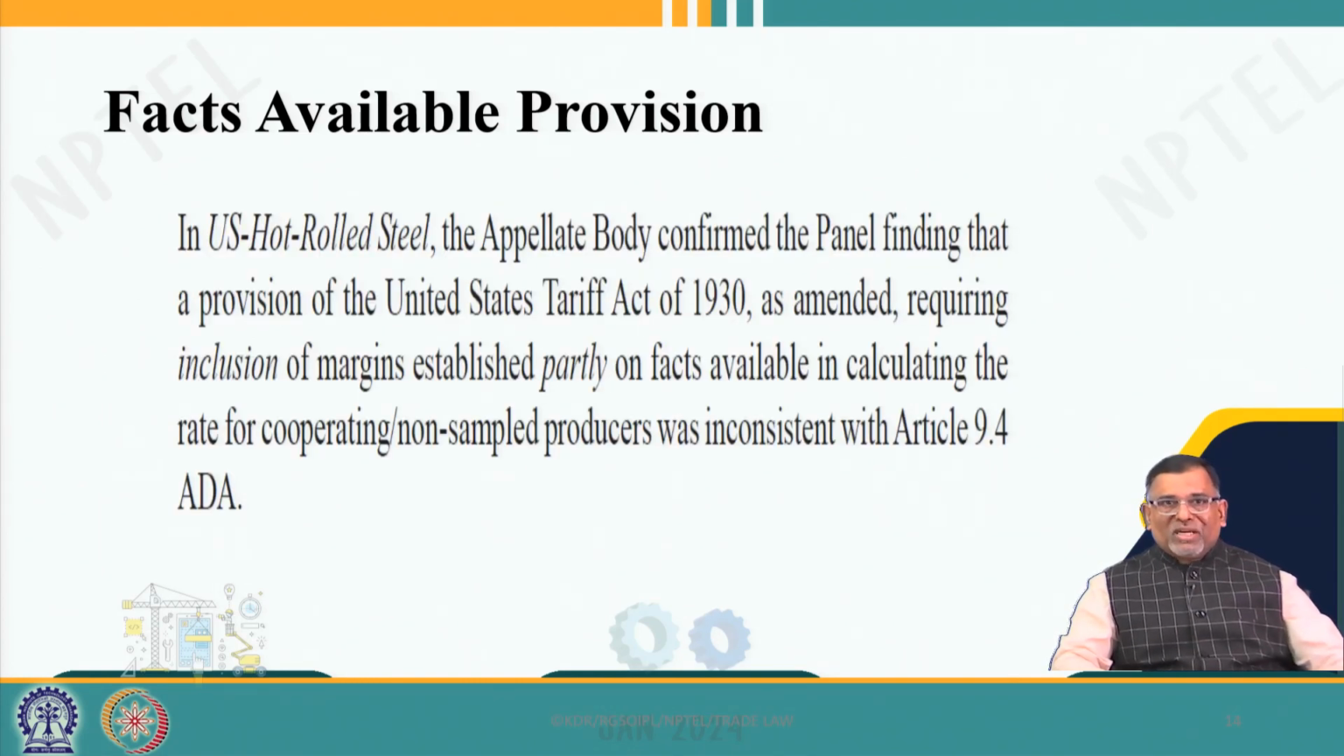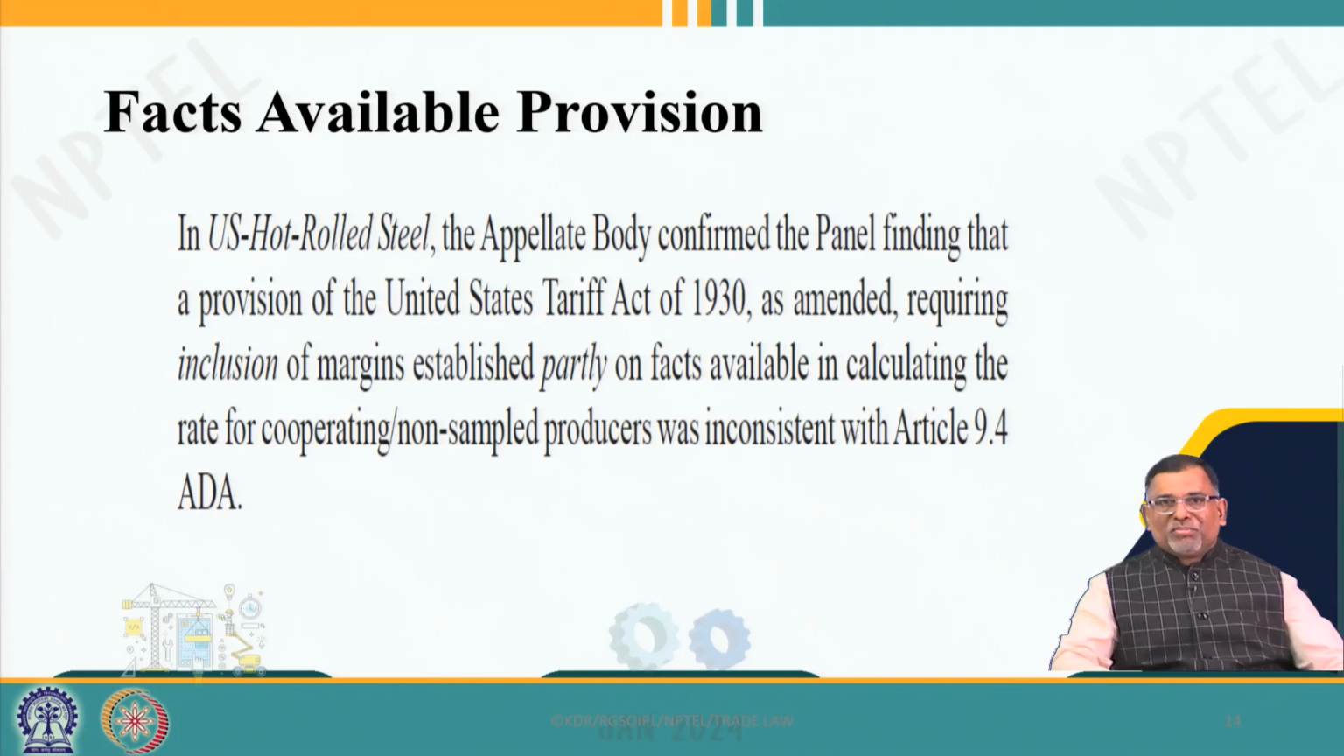And in the US Hot Rolled Steel case, the Appellate Body confirmed these kinds of provisions in domestic legislation. For example, the US Tariff Act of 1930, the famous act enacted during the time of the economic crisis, the Great Depression. They amended this particular act, which required an inclusion of margins established partly on facts available in calculating the rate for cooperating or non-sampled producers, and this was found inconsistent with Article 9(4) of the ADA.